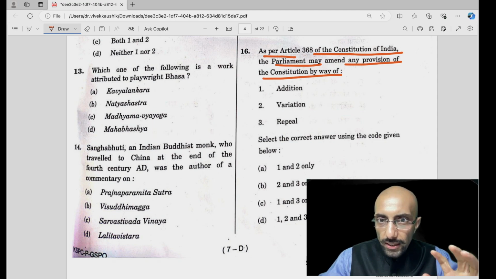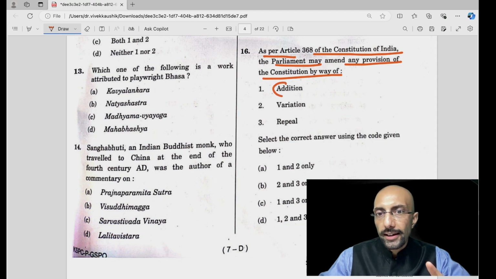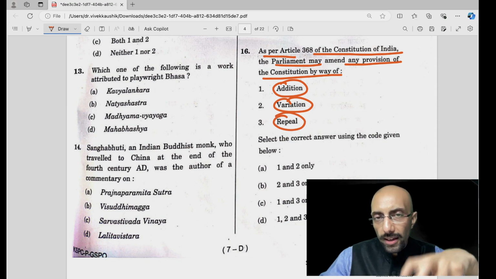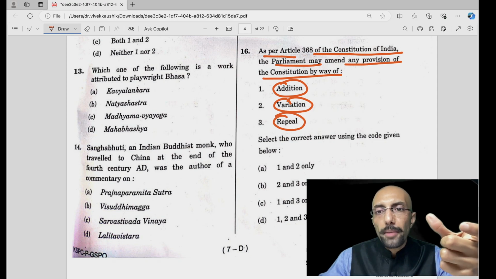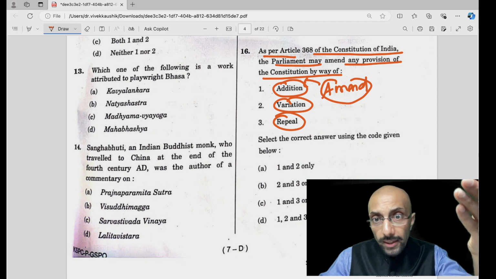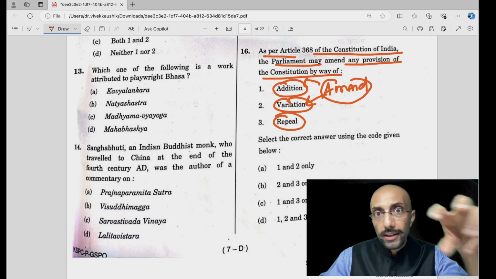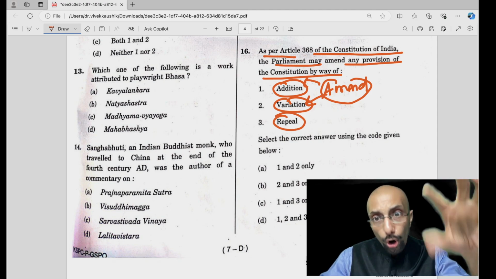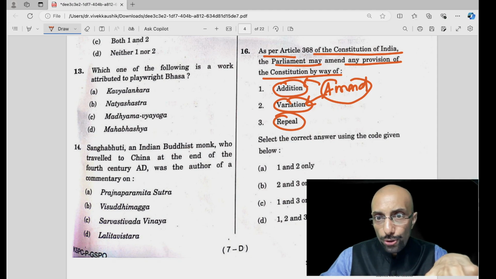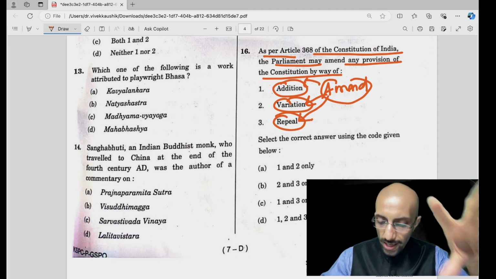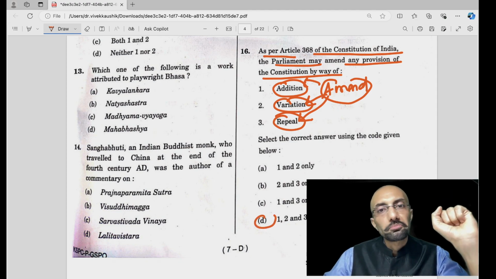If you look at Article 368, we have the use of these words: addition, variation and repeal. When the Constitution gives power to Parliament to amend the Constitution, what do we mean by amendment? Amendment can mean addition of something in the Constitution, that means adding something new. Amendment can mean variation, that means something already exists in the Constitution, it can be varied, modified by the Parliament, or something that already exists can be removed or repealed by the Parliament. So, all these three words are used in the Constitution. So, the answer is D.